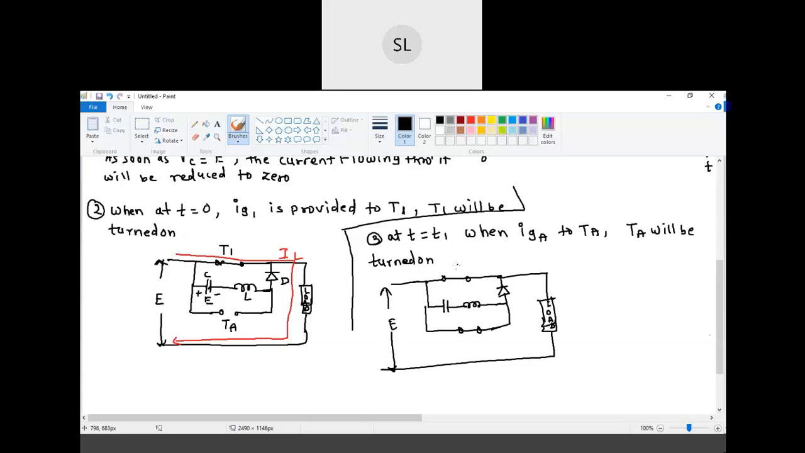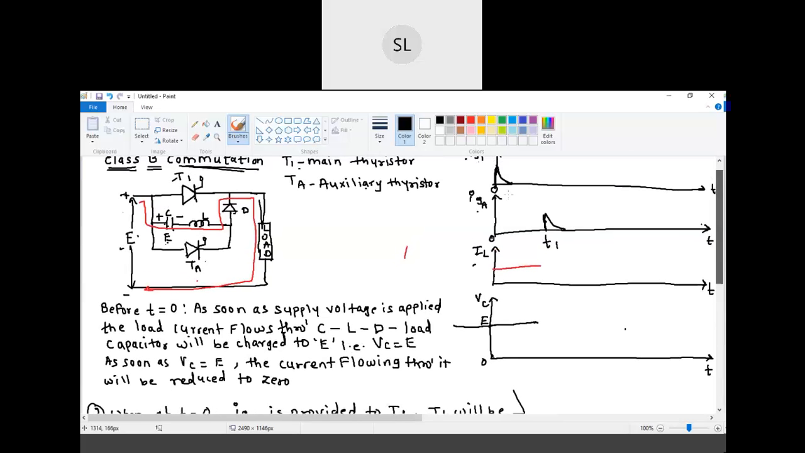See, so this is T1, this is TA. This is the capacitor with charge equal to E, the inductor, and the diode. Now, when we apply a triggering signal to this thyristor TA, what will happen? This capacitor will start discharging through this TA like this. Okay, so this capacitor will start discharging this way. Now here in the waveform, we have to draw at t equal to t1. When the triggering signal is applied to the auxiliary thyristor TA, the capacitor will start discharging. Okay. Now, what will happen while discharging?